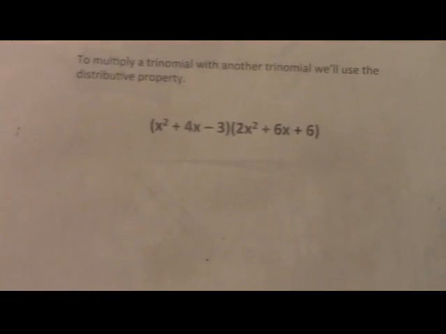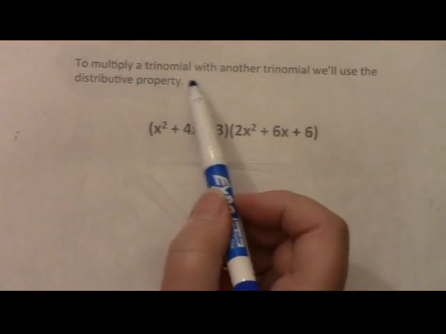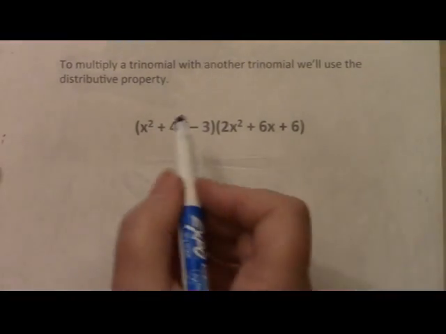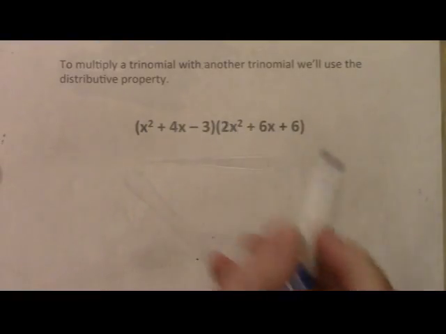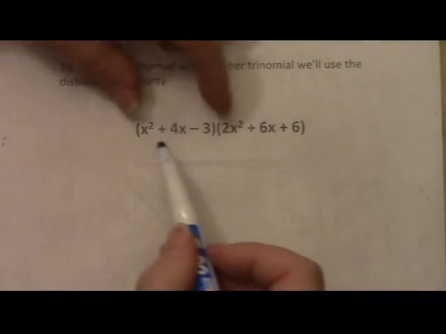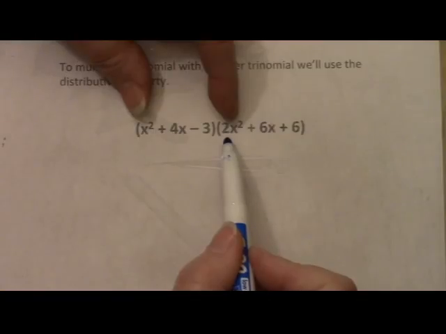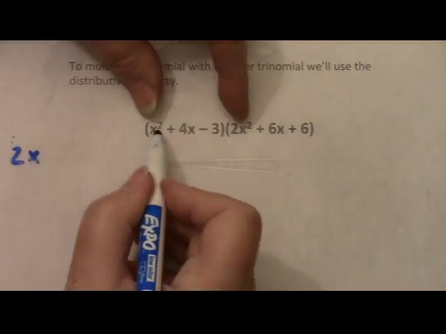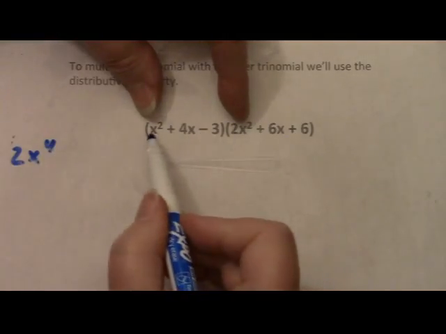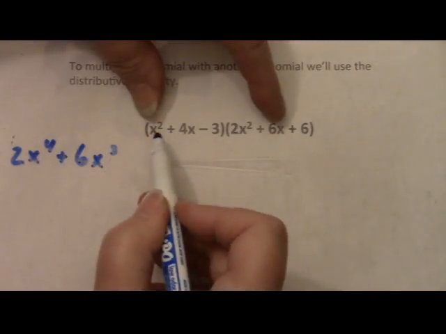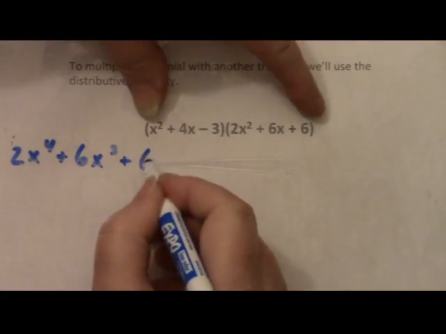Let's take a look at the very last page, 45. To multiply a trinomial with another trinomial, we'll use the distributive property also, except this time we have to do this with each term. So we're going to end up, I'm going to try and write small because we're going to end up with a lot of different terms. Here we go. X squared times 2x squared gives me 2x to the 4th. X squared times 6x gives me plus 6x cubed. X squared times 6 gives me 6x squared.